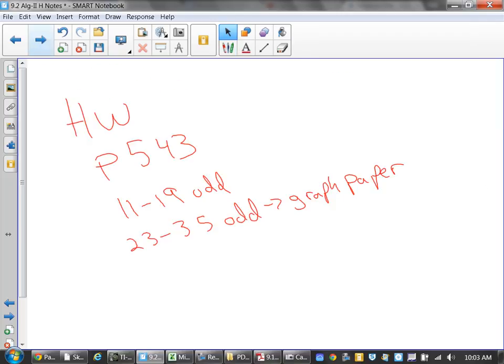Do you want graph paper or no? Do you want it without? Okay. Unless I have graph paper. If you want some graph paper, I'll leave it up here. Just come on up and grab it.